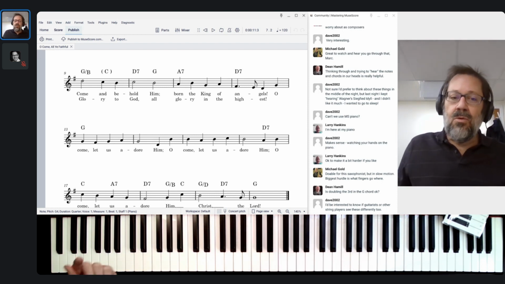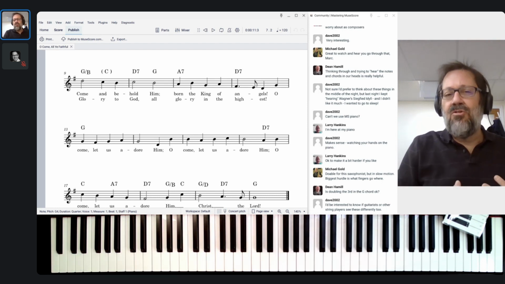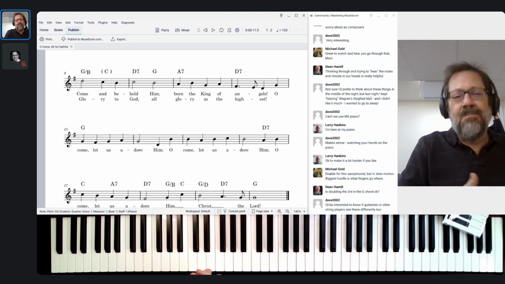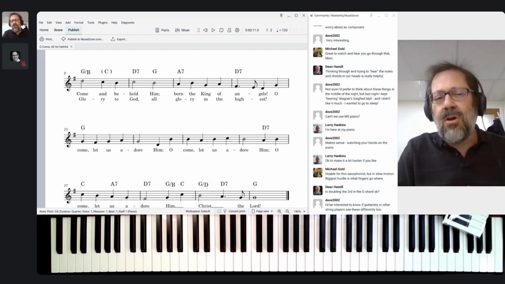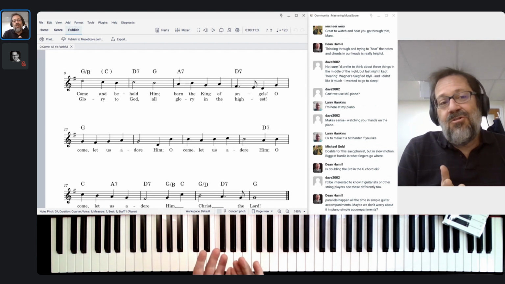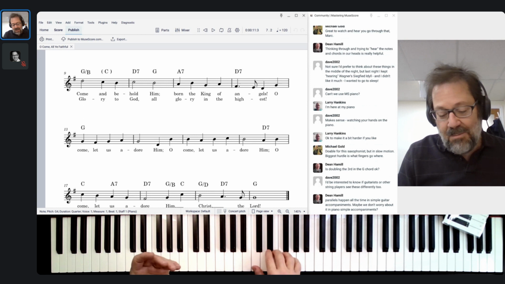When you see a root moving by step, you sort of develop this instinct of, oh, maybe my top part should move in contrary motion. It's not necessary, but it's something that you might think about. So that's just the way it is. And yes, parallels like that happen all over the place in piano music too.